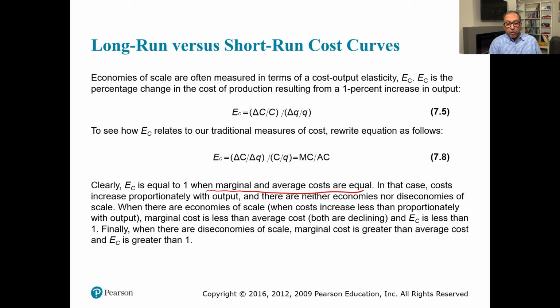When there are economies of scale, cost increases less than proportionately with output, marginal cost is less than average cost, both are declining, and EC is less than 1. Finally, when there are diseconomies of scale, marginal cost is greater than the average cost and the cost-output elasticity is greater than 1.